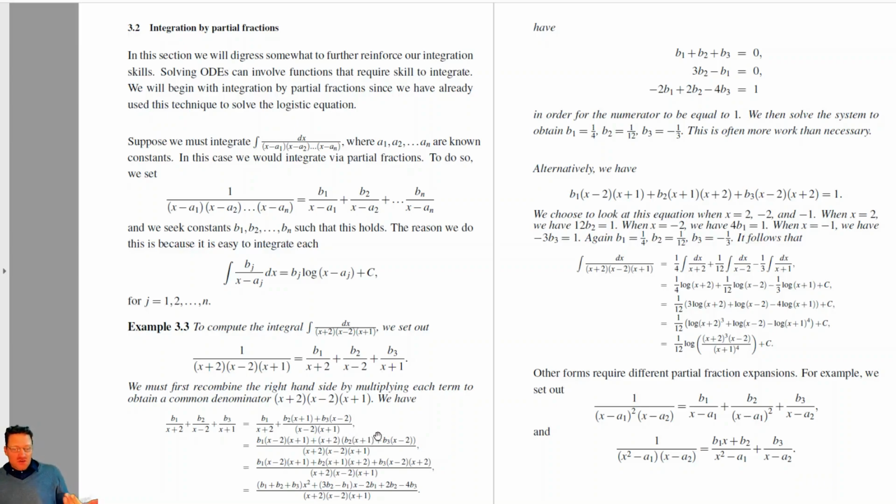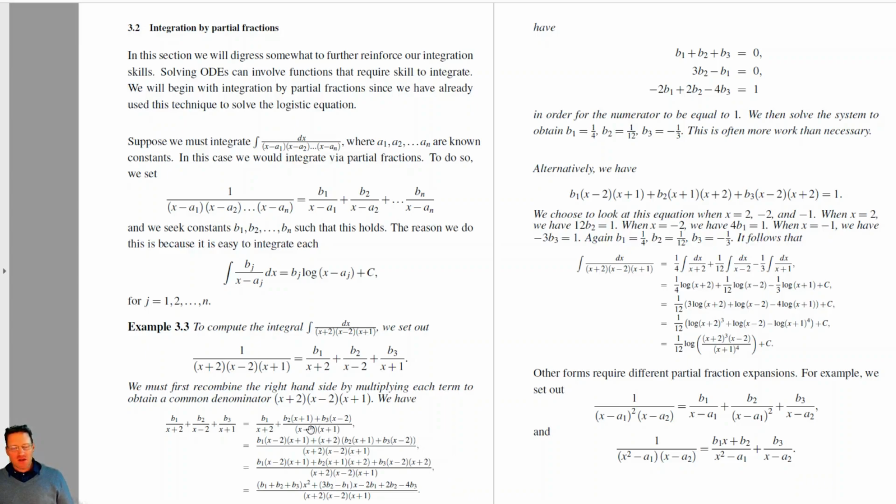Okay, now we've got to do that again because we need the common denominator that is the product of all three. So we cross multiply again. That would give us b1 times (x - 2)(x + 1) on the left, and then this thing that we just obtained multiplied by that new denominator x + 2. Okay, now we have a common denominator, so our next step is to expand this and simplify.